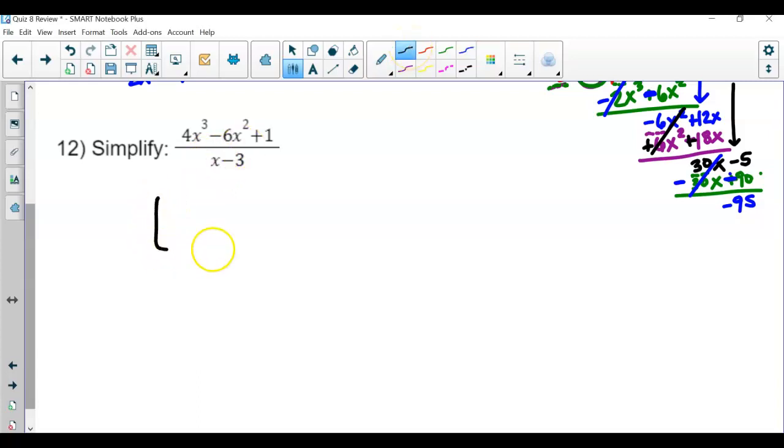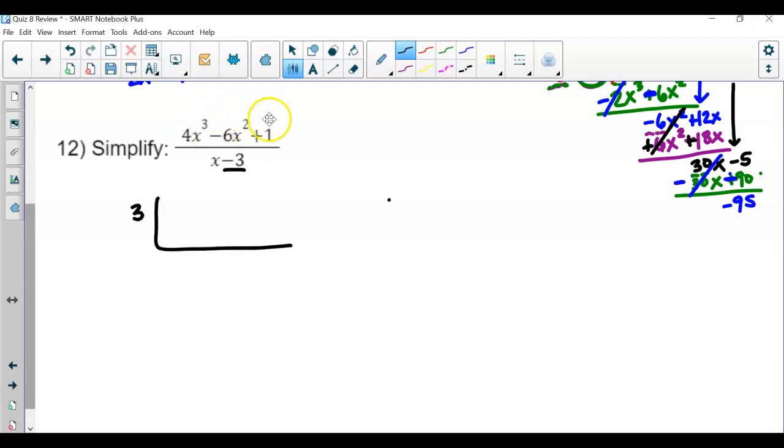So I'm going to set up my synthetic, but remember, change the sign now, so not negative 3, but positive 3. And then again, because we're doing division, do we need 0? Are we missing a term? Yes, because notice how it goes with our exponents for x, 3, 2, and then nothing.